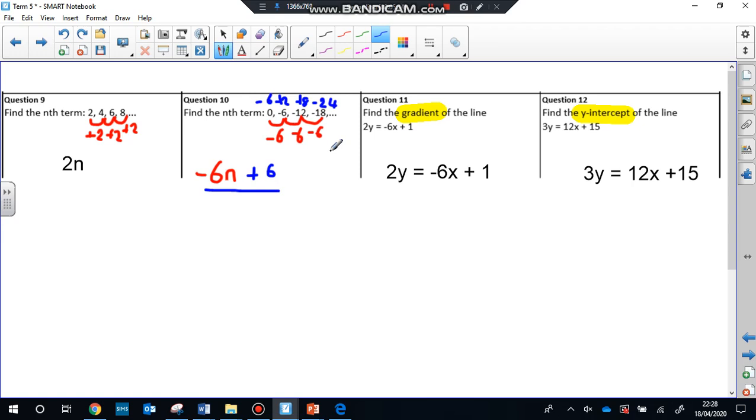Question 11, we're given an equation of a straight line, and we're told to find the gradient of the line. Now be very careful with this one.